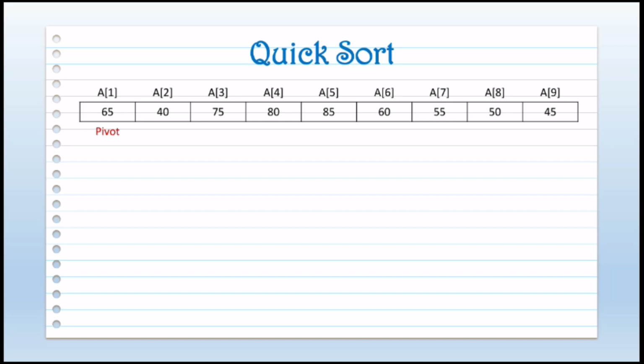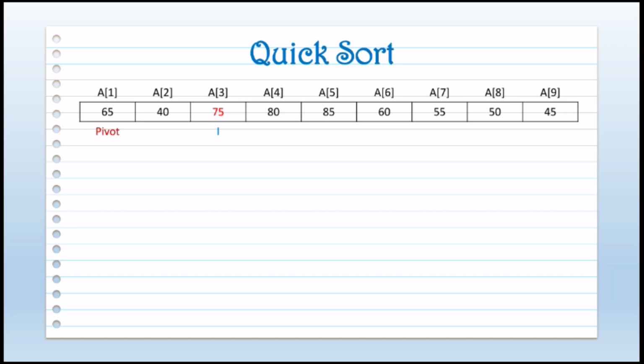So we will start comparing the pivot element from the left hand side. That is, we have considered that as the ith element. So i will be compared with pivot element, and if that element is greater than pivot element, we will stop comparing. So here 40 is less than 65. That means we will go to the next element to compare. So here 75 will be compared with pivot element. So here 75 is greater than pivot element. That means we will stop comparing here, and we will go to the right hand side.